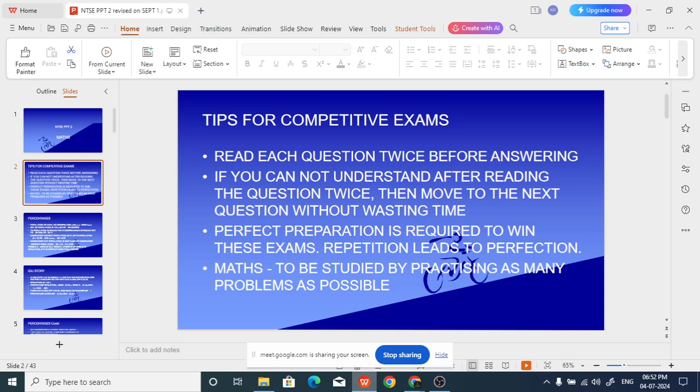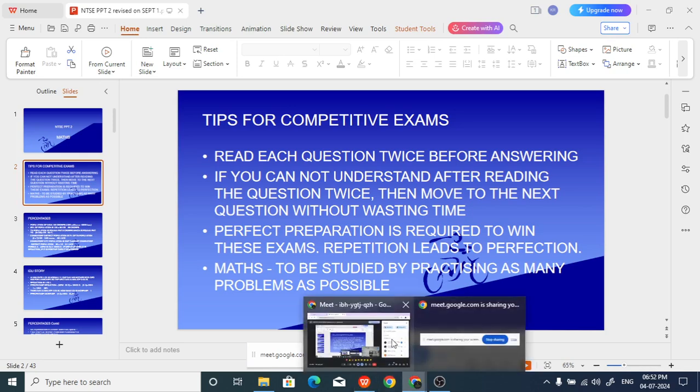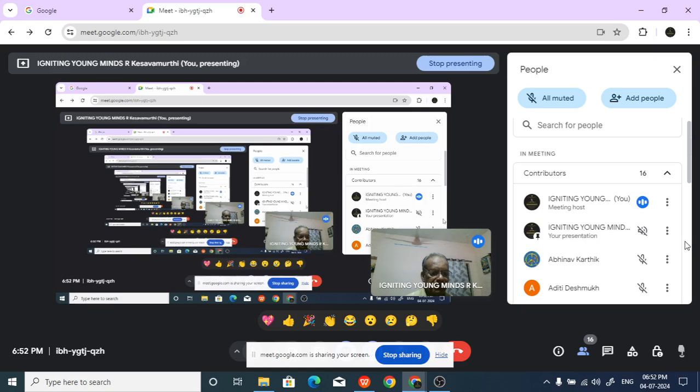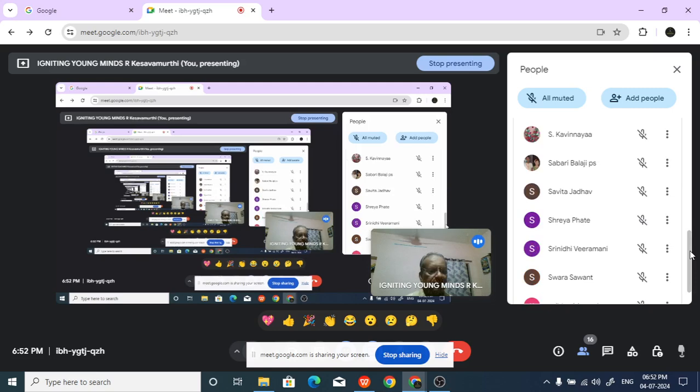For example, I take, for example, whom should I take? Some Parli students will take. No, I think I'll take, for example, Savita Jadhav. Savita Jadhav, can I take you? We will interact, you and me, for a while. Are you ready? Or who is ready? One of the Parli students can interact with me. Or I will take Sabari. Sabari, are you willing to interact with me for a while?